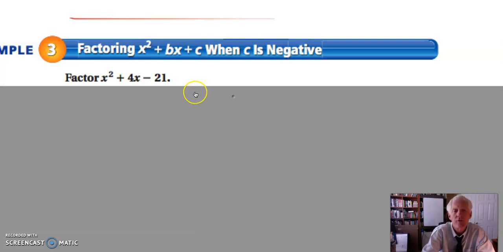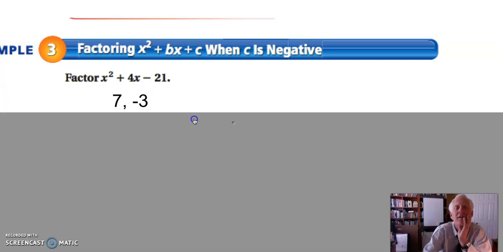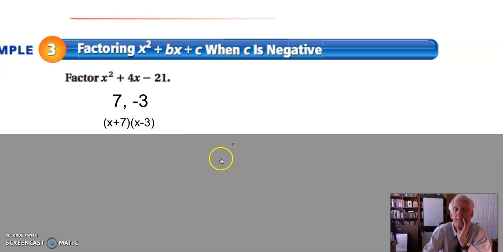Factors of negative 21, sum of 4, I think it's 7 and negative 3. One is positive, one is not. 7 times negative 3 is negative 21. 7 plus a negative 3, sum is 4. Put those into the factored form, and I have that.